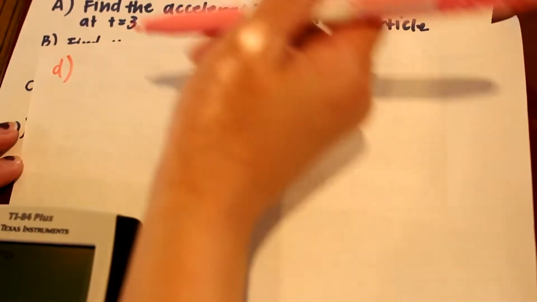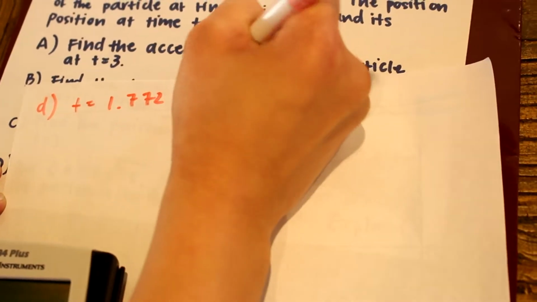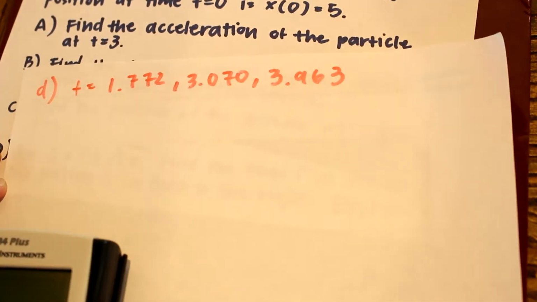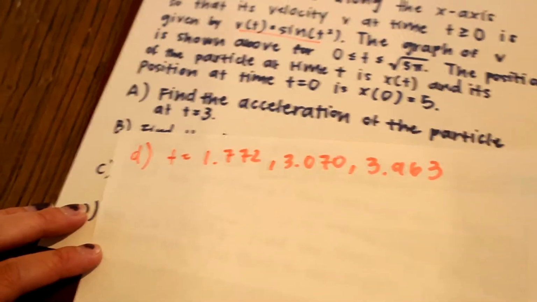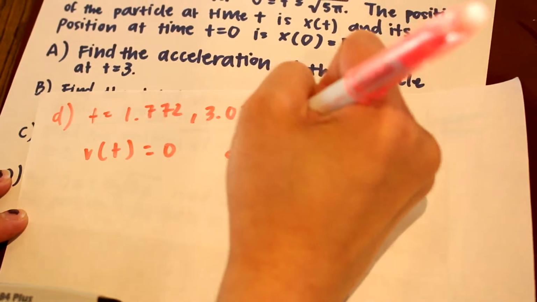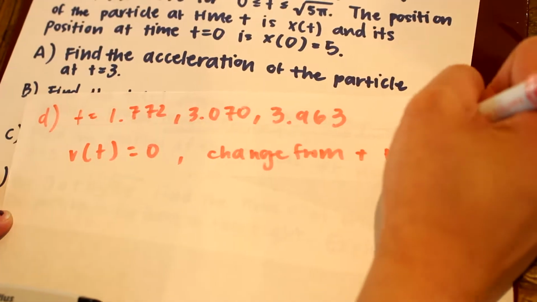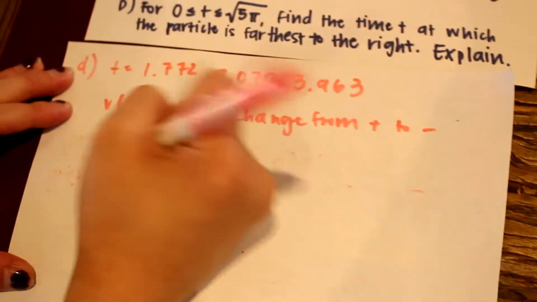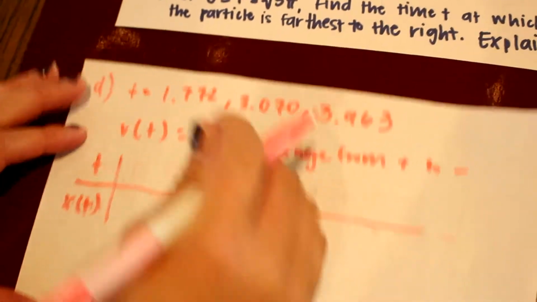To do that, you can use the zero function in the calculator. You would find that the points would be t equals 1.772, 3.070, and 3.963. Those are the points where v of t equals 0 and the velocity changes from positive to negative. So, to find when the particle is farthest to the right, you can make a table to find the greatest value of x of t, and you also need to include the endpoints.